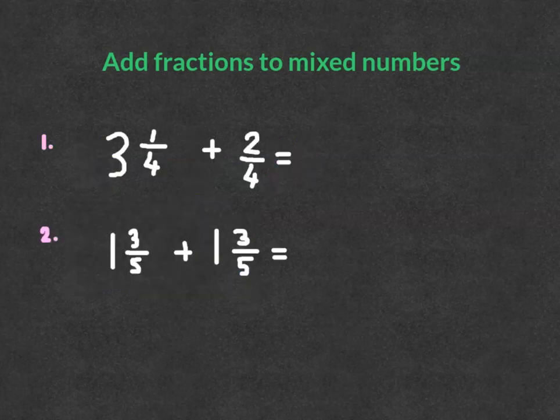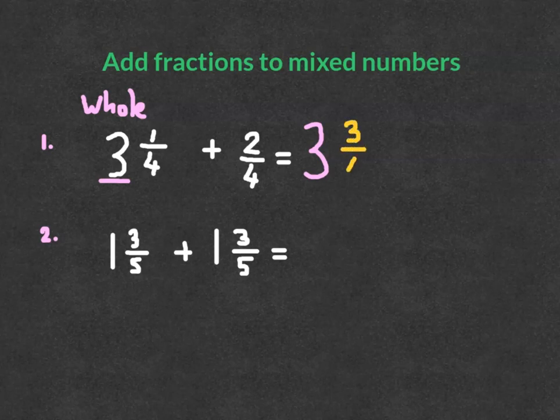Have a look at the two calculations above. Pause the video and try these at home, and then you can press play to see how you get on. For the first one, I see that there's 3 wholes, so I've written 3, and I'm adding the 2 fractions. 1/4 add 2/4 gives me 3/4. So altogether, my total is 3 3/4.